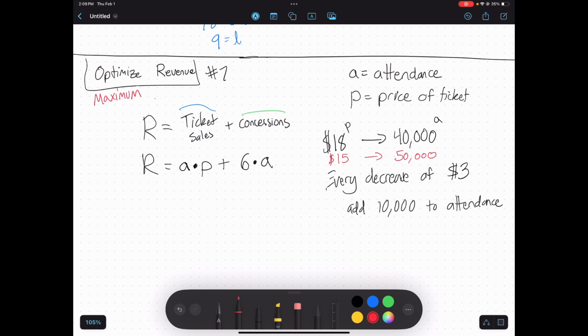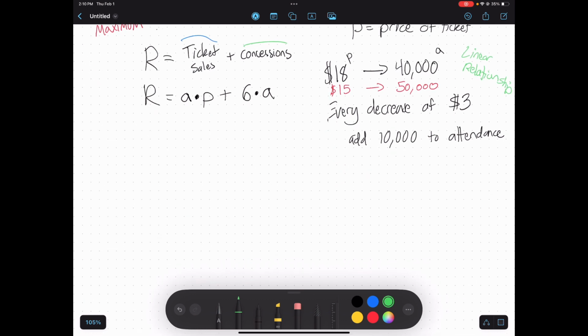Well, what does that sound like? That sounds like a linear relationship, right? Every decrease of $3 adds 10,000 to attendance. That looks like a slope. Up 3 over 10,000, or over 3 up 10,000. So this right here is a linear relationship. If it's a linear relationship, I can write an equation.